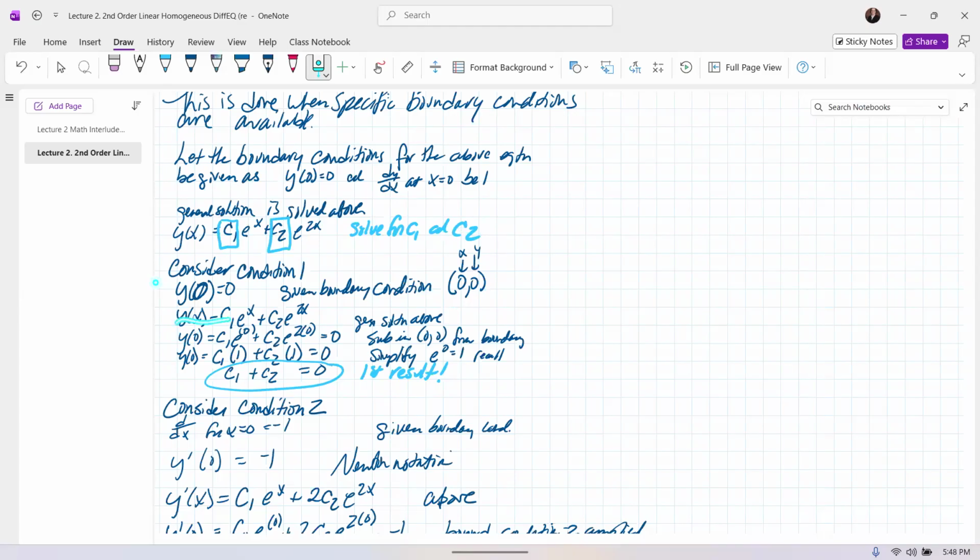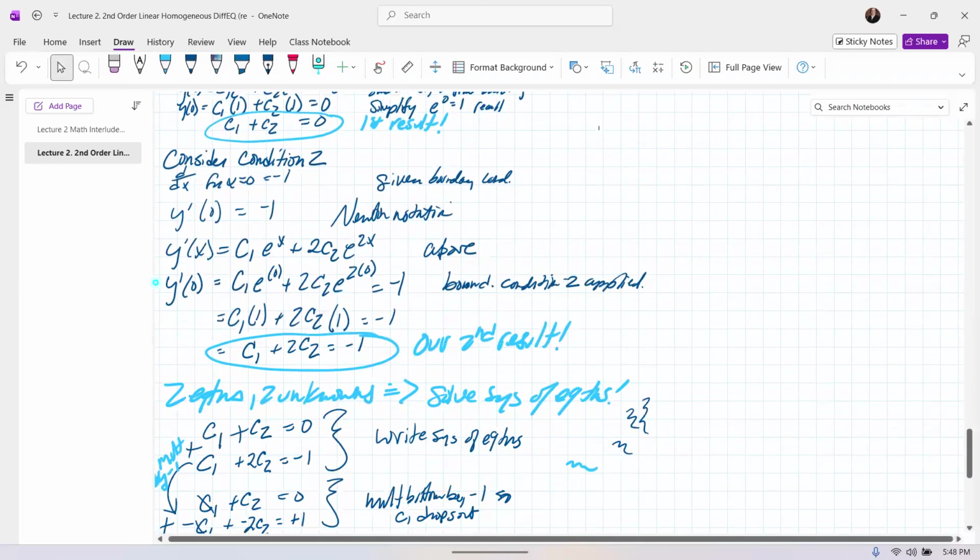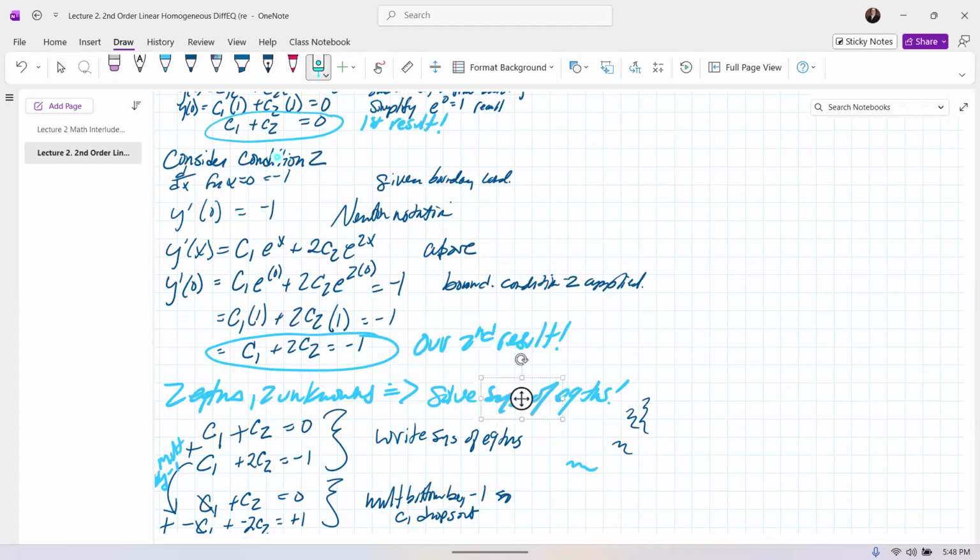So we pulled this equation again. That was our general solution from above, and we substituted the boundary condition in to get out our first result, C1 plus C2 equals 0. That doesn't solve it, but it gives us the first half of our result.